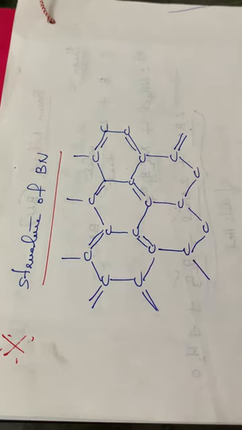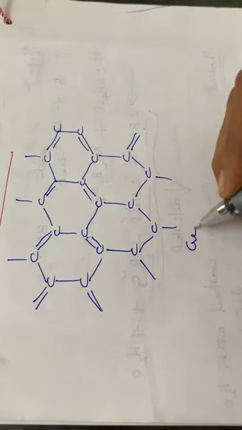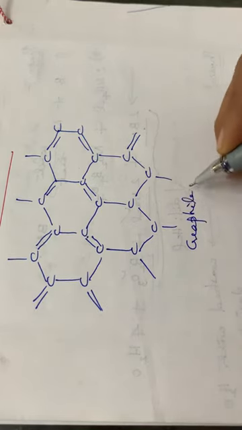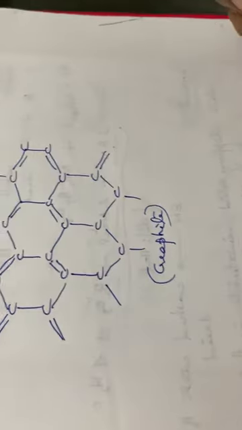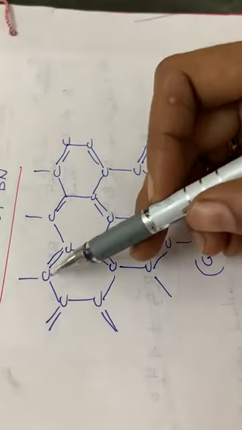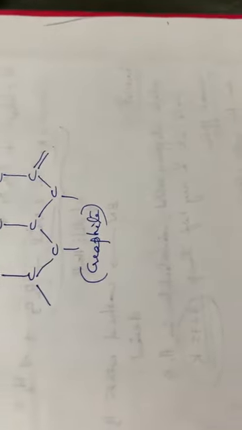Like this it will be going on. Okay, so this is the structure of graphite. Similar is the case of boron nitride. Boron nitride will be having alternate boron as well as nitrogen instead of carbon. Okay, so let us go through the structure of boron nitride.